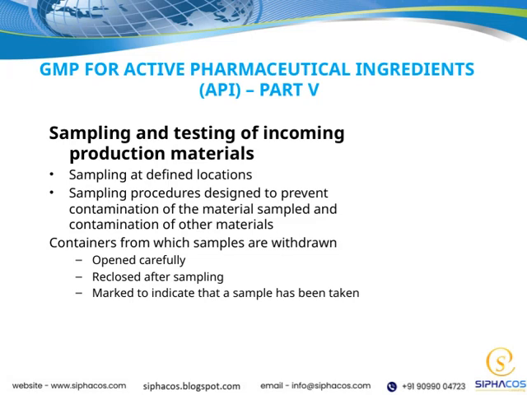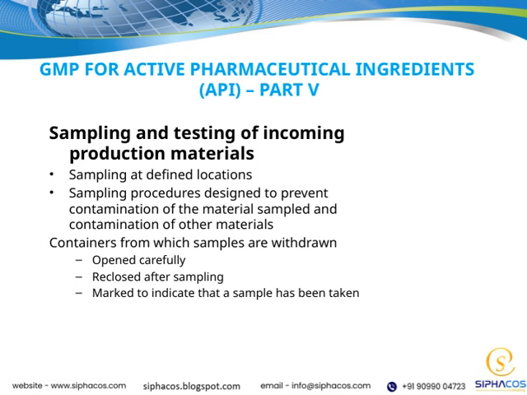Now, let's discuss the sampling and testing procedures for incoming production materials. It's crucial to perform sampling at defined locations to ensure consistency and representativeness. The procedures are carefully designed to prevent contamination, both of the sampled material itself and of other materials in the process. When taking samples, we use specific containers that are opened with care to avoid introducing any impurities. After sampling, these containers are reclosed properly, maintaining the integrity of the sample.